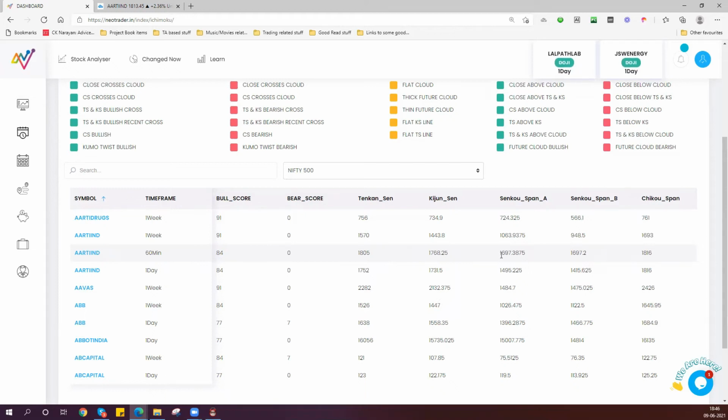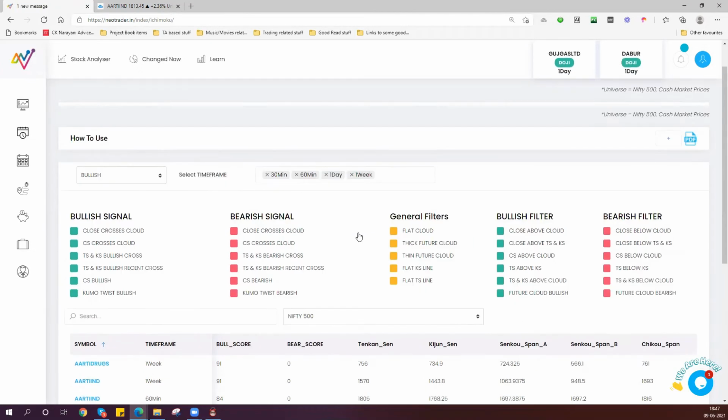Now the targets have to be set in a different way. That is because, intrinsically, Ichimoku is a trend following system. So for targeting, you will have to come up with other ways, which we will discuss in future videos, right? But for the moment, this is the way to look at it. And why are we doing all this? Because Aarti Industries is bullish across multiple time frames. So I trust you got this.